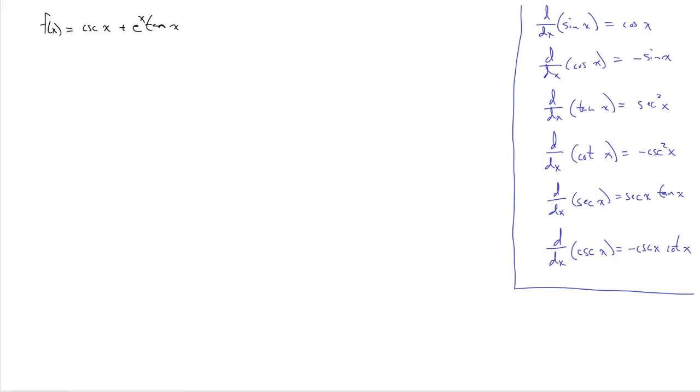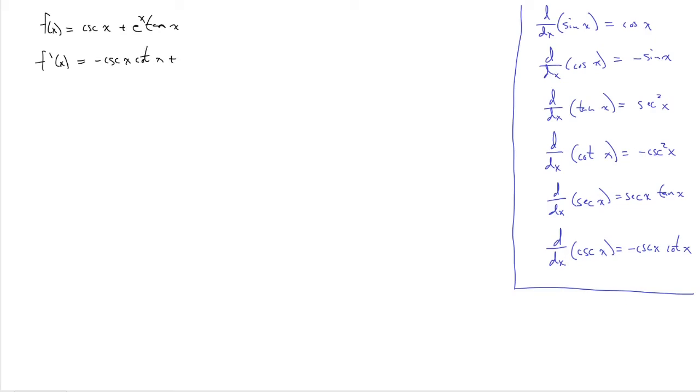And knowing the derivatives of these elementary trig functions opens up a whole new world of problems that we can solve. For example, take a look at this function, f of x equals the cosecant of x plus e to the x times the tangent of x. And suppose we wanted to find its derivative. Well, the derivative of a sum is the sum of the derivatives, and the first part is not hard. The derivative of the cosecant of x is just the negative cosecant of x times the cotangent of x. And then we have to add the derivative of e to the x times the tangent of x.